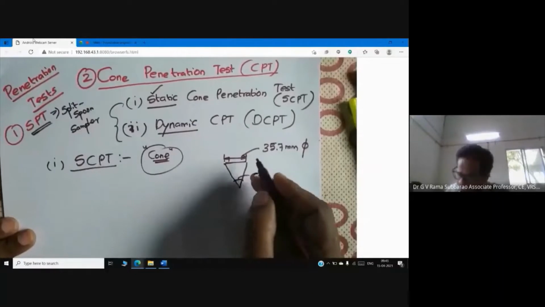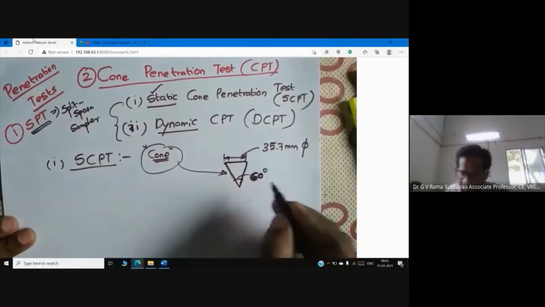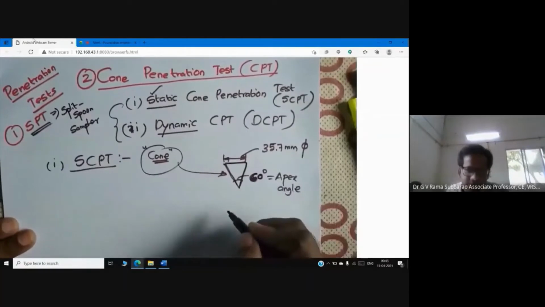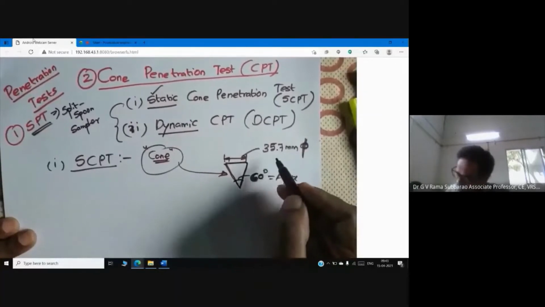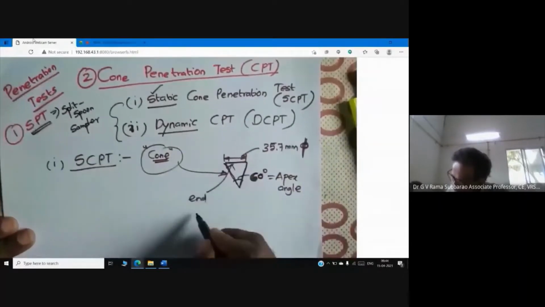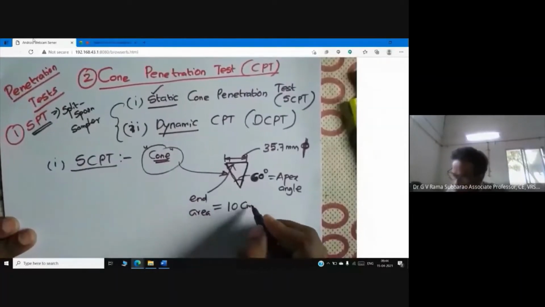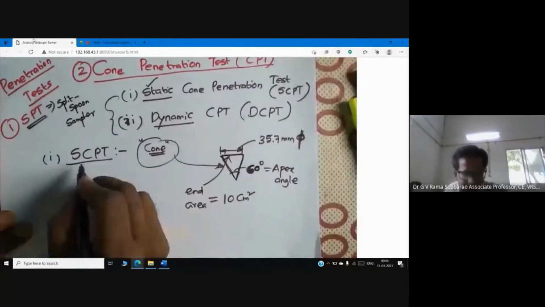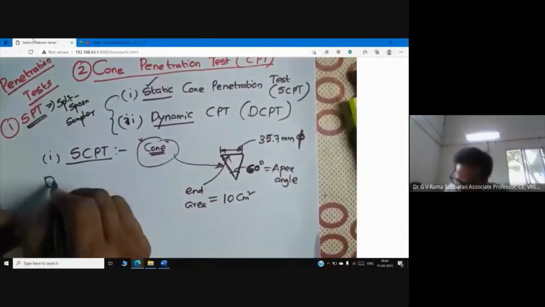We are trying to penetrate the cone into the soil. This is the cone. The apex angle is 60 degrees. And the diameter, this is the symbol of diameter, is 35.7 mm. And the end area, if somebody is trying to measure it, is 10 centimeter square. So now this SCPT, static cone penetration test, is also called Dutch cone test.